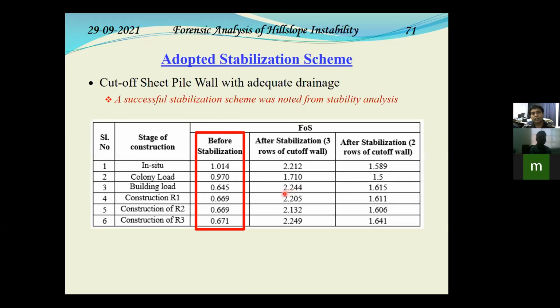And then when we look into the factor of safety values before the stabilization, you can see that after the in situ stage, there were marginally stable or complete failure conditions from the lower factors of safety. Now, when we have adopted the 2 layer or the 3 layer cutoff wall, we could see that they are quite stable. Whether it is 2 layer or 3 layer to be adopted depends upon the economy of the project, utility of that site in future, and all the other things. So at least one thing we could figure out, that this cutoff sheet pile wall could provide us a successful stabilization scheme, which we could notice from this stability analysis.